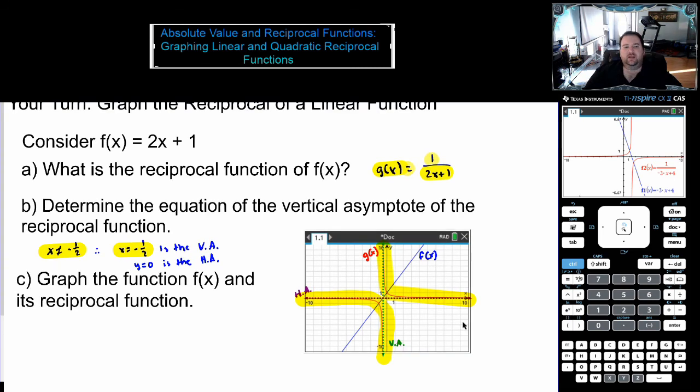Okay, that's going to be it for this video. In the next video, we're going to be graphing quadratic functions. Stay tuned. See you then.